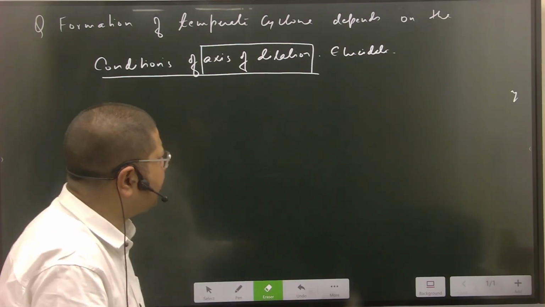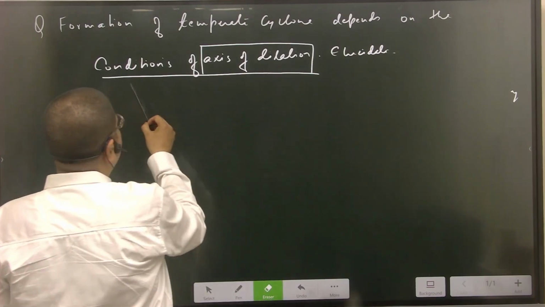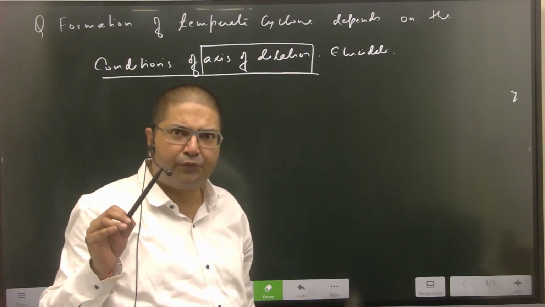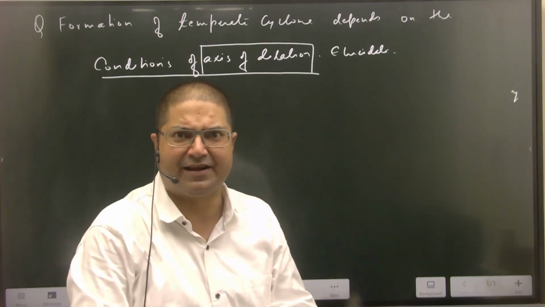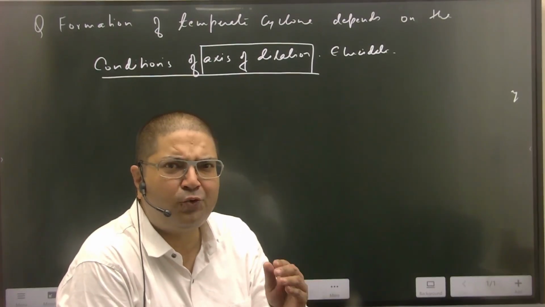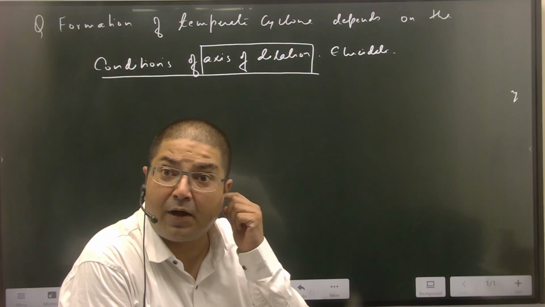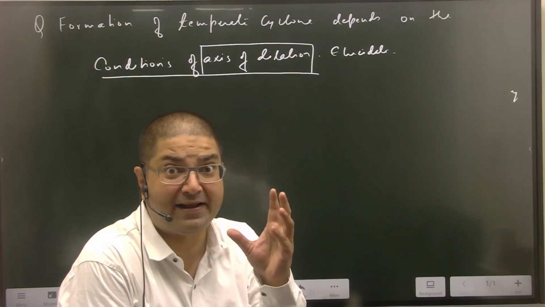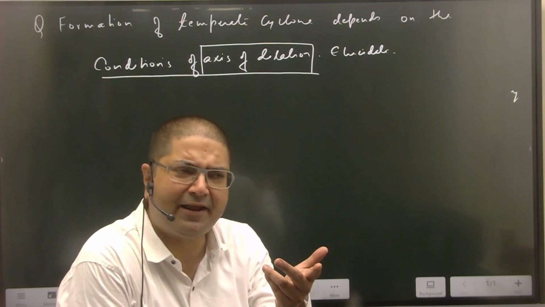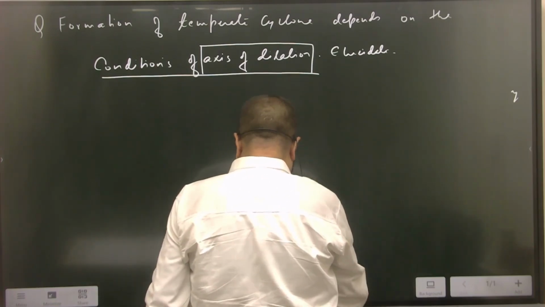Like last year, there was a question: formation of temperate cyclone depends on the conditions of axis of dilation. Here, most students fail to interpret what is axis of dilation and they tend to skip this question. Now, even if this term is not clear to you, but your conceptual clarity is there on how temperate cyclone gets formed, then you can answer this question without any difficulty.